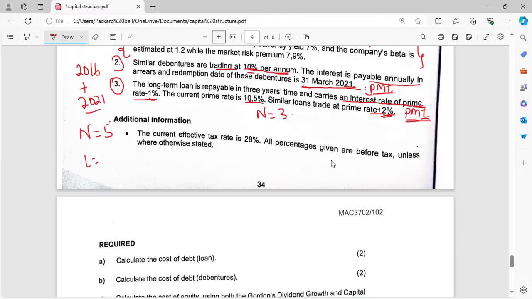Remember, I said the cost is now going to be similar loans trade at prime plus 2%. So which means your cost of debt is going to be 10.5% plus 2%. Then your after tax times 0.72 as per this question. Let's just use this one for this question, which is going to be the cost of debt.